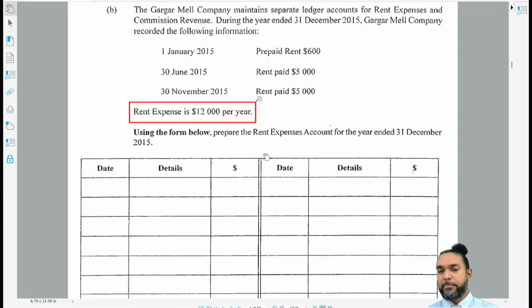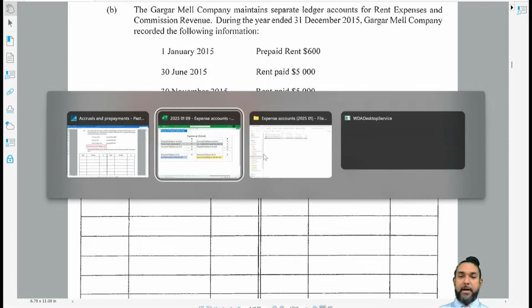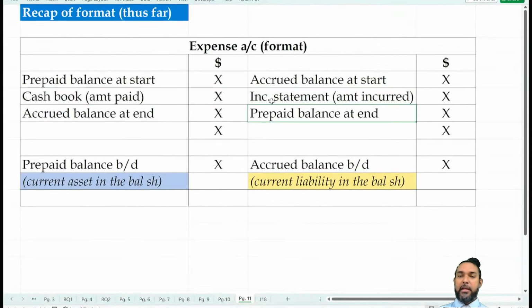Right, so this item I've boxed off in red. Rent expense is 12,000 per year. So they're telling you for the whole year, the rent figure is 12,000. That there is the income statement figure, or the rent incurred for the year. So if you go back to your format, the income statement figure or the amount incurred for the year is always put on the credit side of the expense account, right? The amount incurred in respect of an expense, the income statement figure, always goes on the credit side.